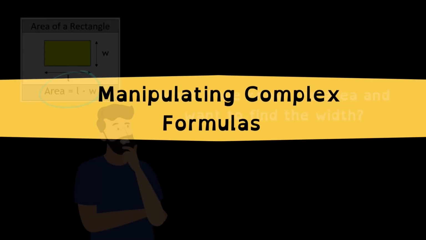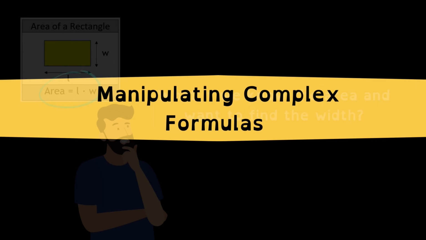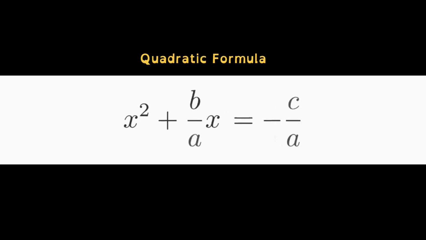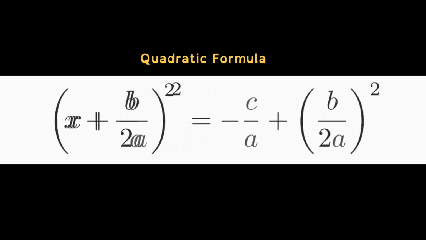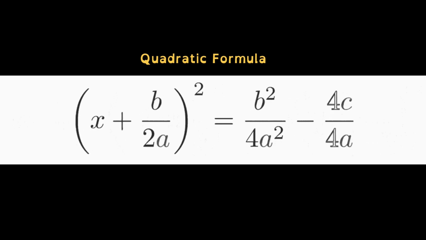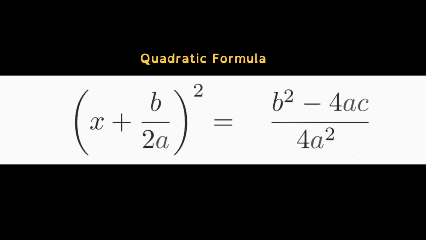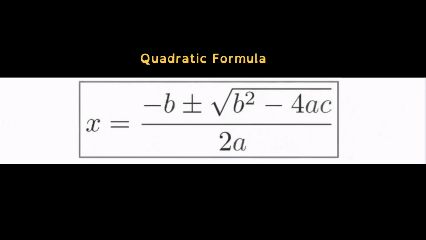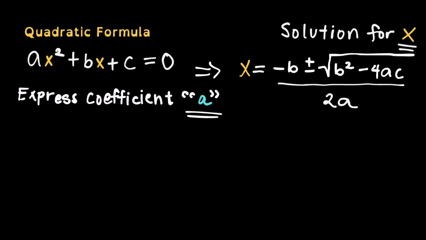Now, get ready to level up and tackle some formula challenges. Now, we'll explore a more complex formula, the quadratic formula. For a quadratic equation, ax squared plus bx plus c equals 0, the solution for x is given by x equals the quantity of negative b plus or minus the square root of b squared minus 4ac over 2a. Buckle up, it's time to express the coefficient a in terms of the other variables.